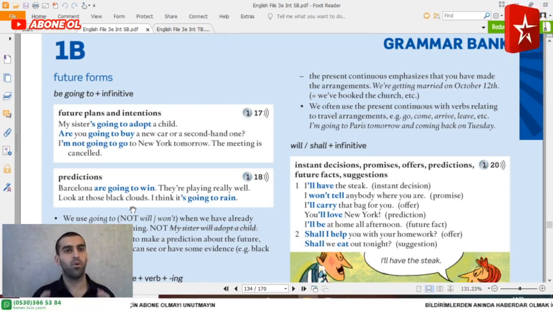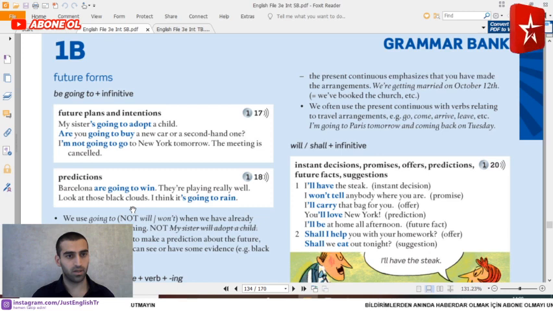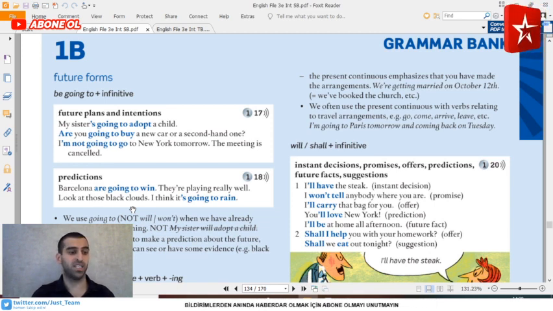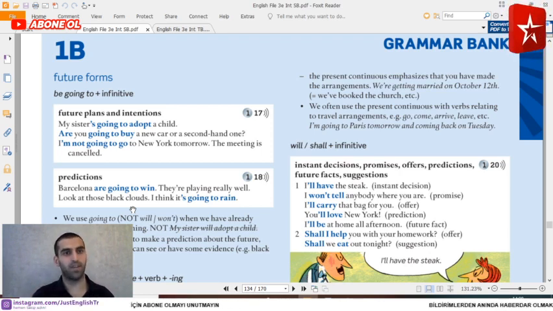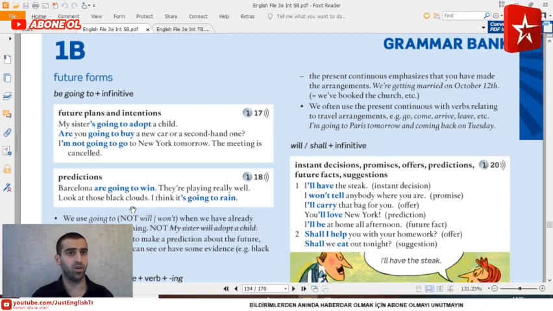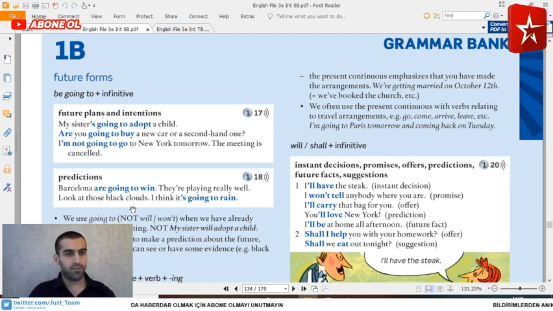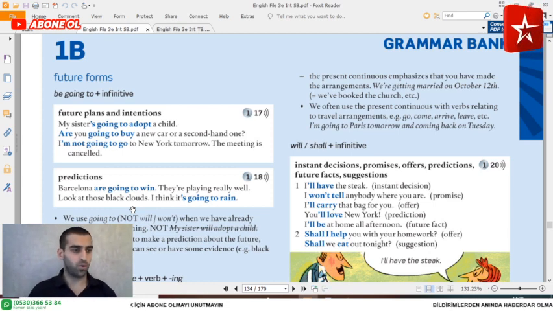If you have already planned something, if you have already decided to do something, we can use be going to. And intentions. Intentions in Turkish we call it niyet. If you have any intention to do something, we can use be going to plus infinitive to talk about the future. If you have any question, guys, I'm ready to answer your questions.